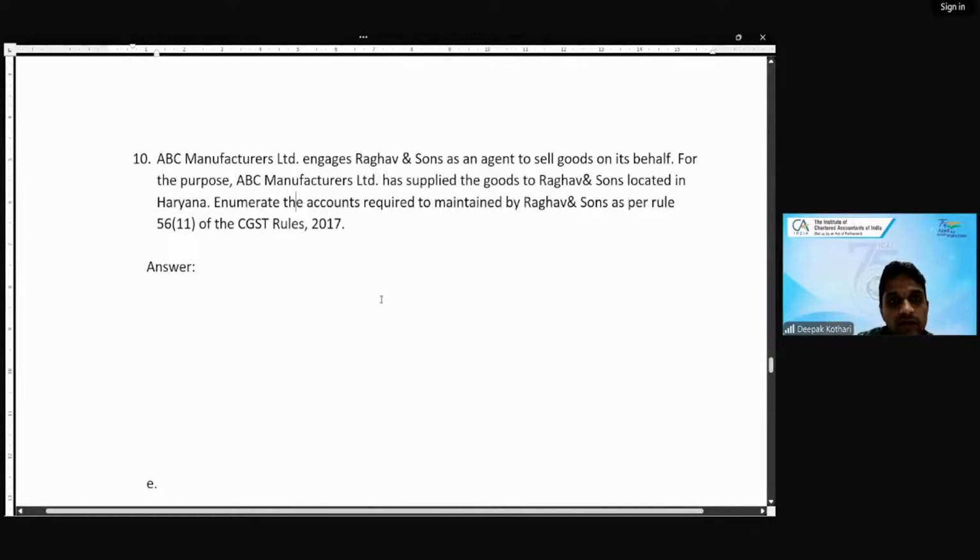Next question. ABC Manufacturers engages Raghav and Sons as an agent to sell goods on its behalf. For this purpose, ABC has supplied goods to Raghav and Sons located in Haryana. Enumerate the accounts which are required to be maintained by Raghav and Sons, who is an agent.